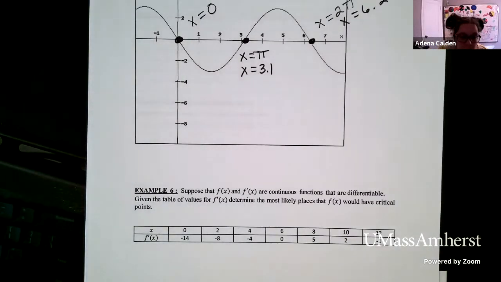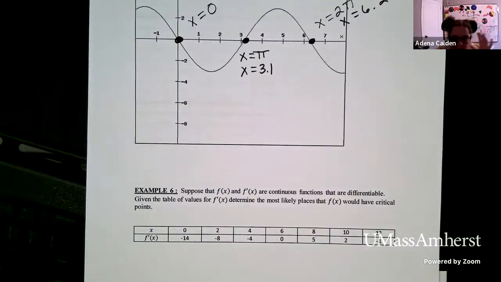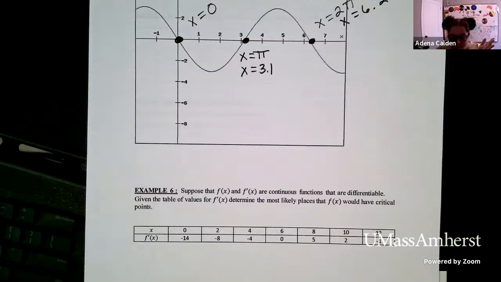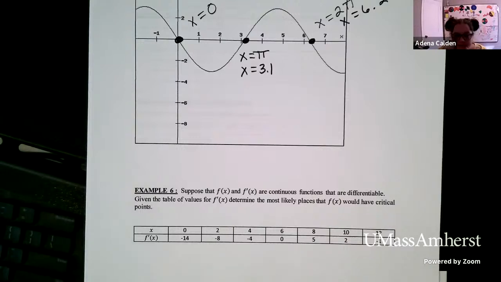We're going to say that f and f prime are continuous and differentiable. We're given a table of derivative values to determine the most likely place that f of x would have critical points. I'm not going to say too much about this. I want you to take a look at this and think about what we know about the definition. I'm going to give you a minute. Think about where you think the most likely places are that we would have a critical point on f of x. So take 1 minute, see what you can figure out, and then we'll go through it together.